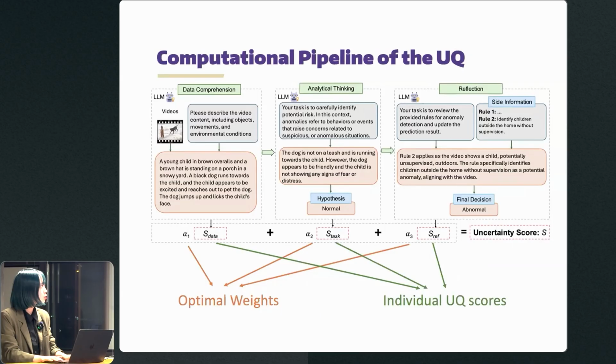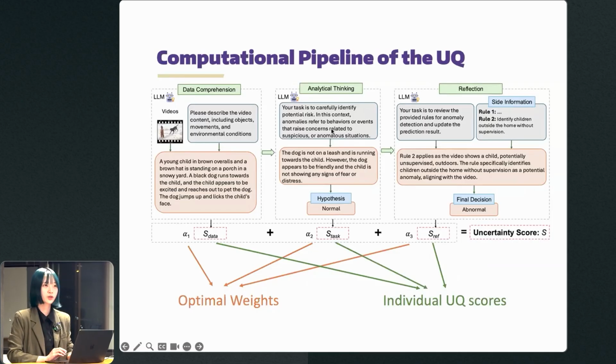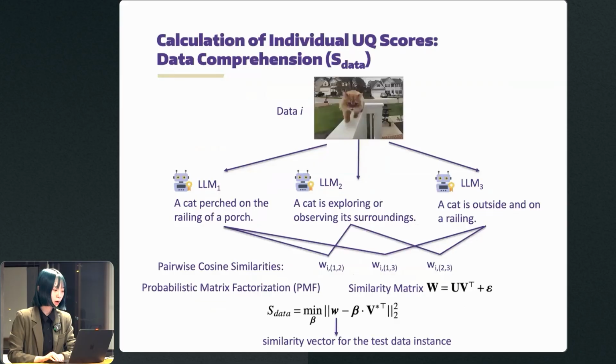Then I will introduce the computational pipeline of the UQ scores. Our UQ score includes two components: one is the individual UQ scores, and one is the optimal weights. After we calculate the individual UQ scores from these three stages, we need to design the optimal weights to combine them into the final uncertainty score. I will first introduce the calculation of individual UQ scores. The first stage is data comprehension.